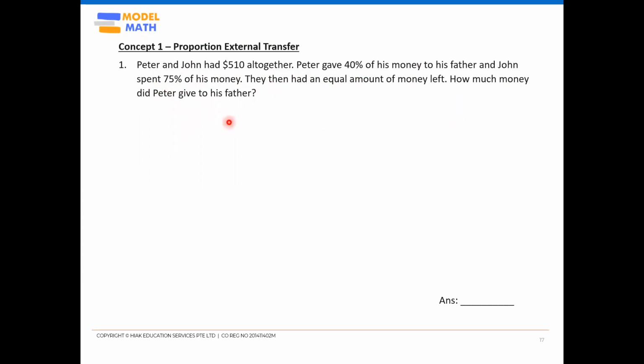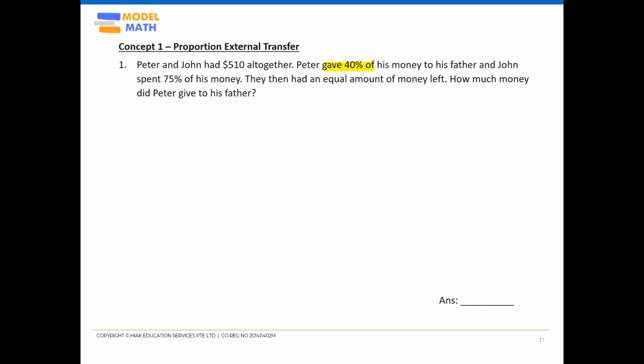All right, so for this question, as we can see, we are given the total money from the beginning. This is your before. Now, they have changes provided here. So the changes is that Peter gave 40%. So this is an external transfer. I hope you can tell that because this is what he gave away to his father. And his father is not in the calculations or whatsoever in this question.